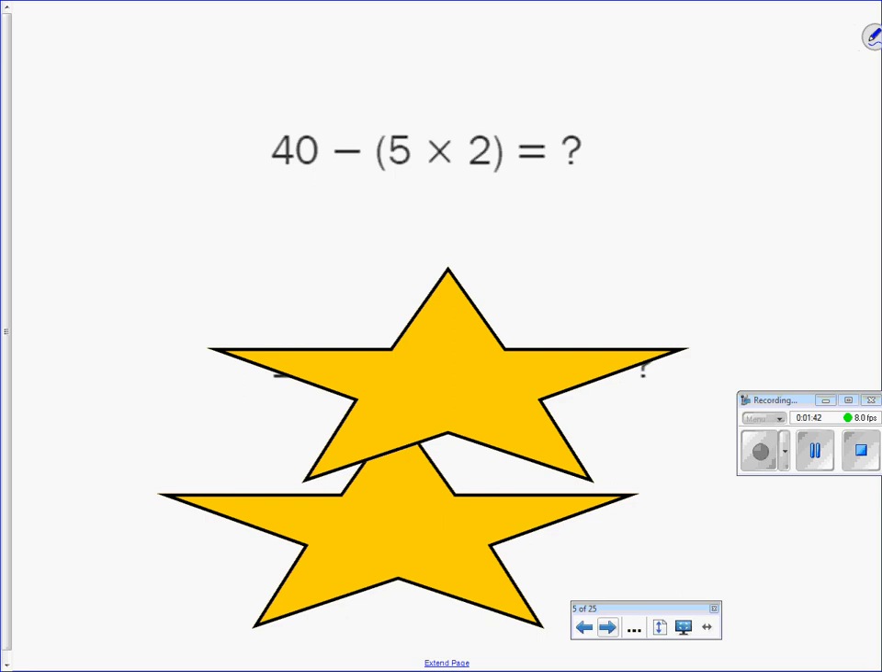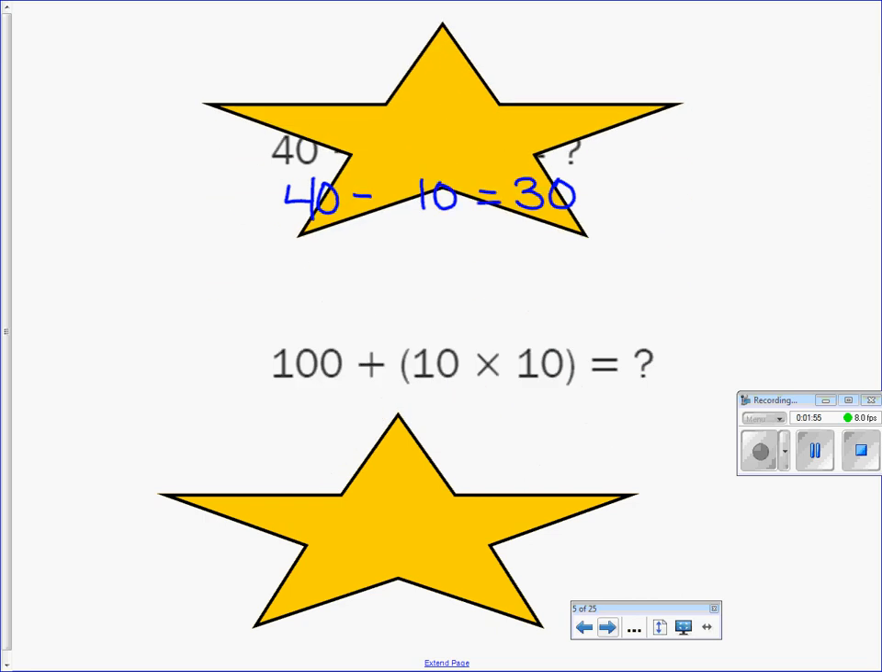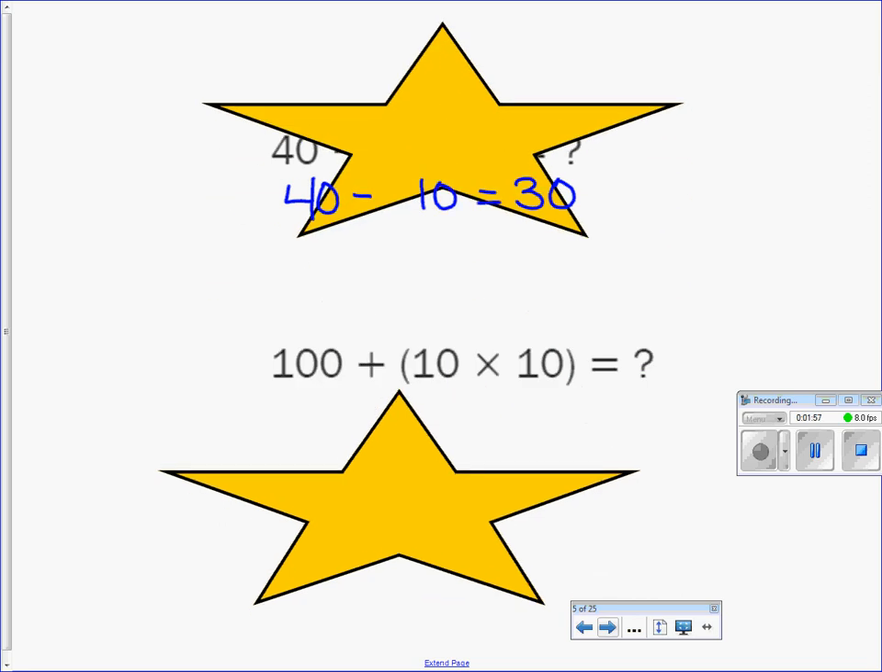40 minus (5 times 2). 5 times 2 is in parentheses, so I'm going to do that first. 5 times 2 is 10, and then 40 minus 10 equals 30. Okay, my next one is 100 plus (10 times 10) equals what? Well, 10 times 10 is in parentheses, and 10 times 10 is 100. I'm going to add that to the 100 that's already there, and that gives me 200.